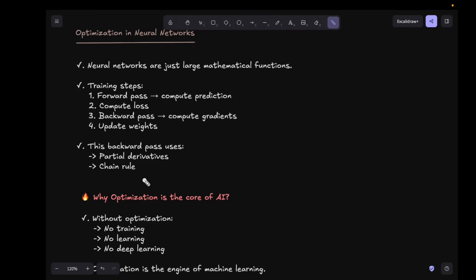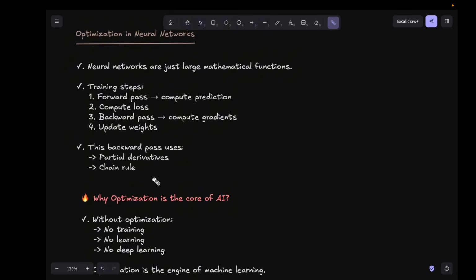And the chain rule is used if the function is very large. We do the derivative step by step, part by part, so the derivative becomes very easy. So there we use the chain rule.